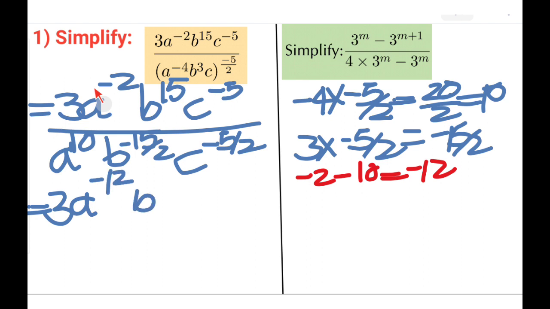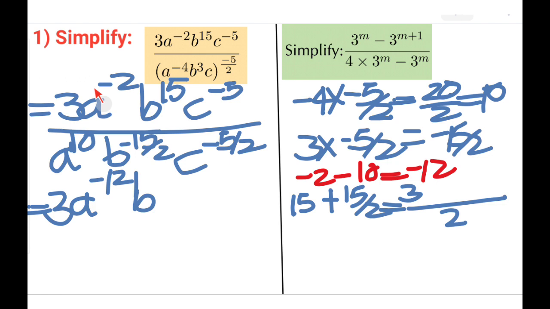And then b, we've got 15 minus negative 15 over 2, which is basically plus 15 over 2. Then you use the rules of adding common fractions, so that becomes with an LCD of 2, 30 plus 15, which when added together give us 45. So that is 45 over 2, b to the power of 45 over 2.